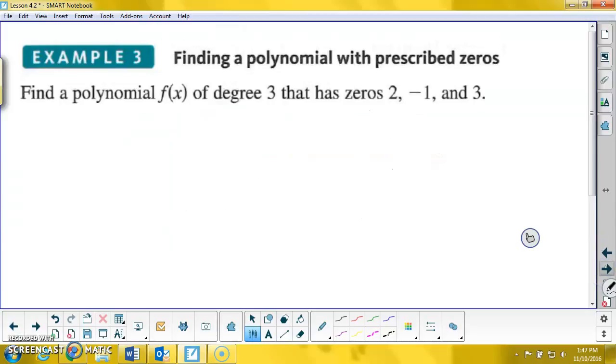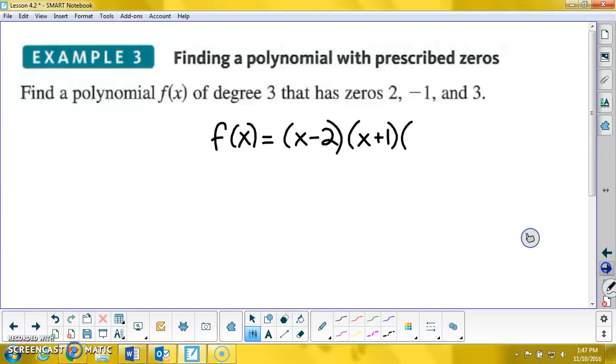Example 3 says find a polynomial with prescribed zeros. This one says find a polynomial function of degree 3 that has zeros at 2, negative 1, and 3. So we'd start off by writing it in a factored form. Since it's got a 0 at 2, we'd write x minus 2. Since it's got a 0 at negative 1, we write x plus 1. And since it's got a 0 at 3, we write x minus 3.